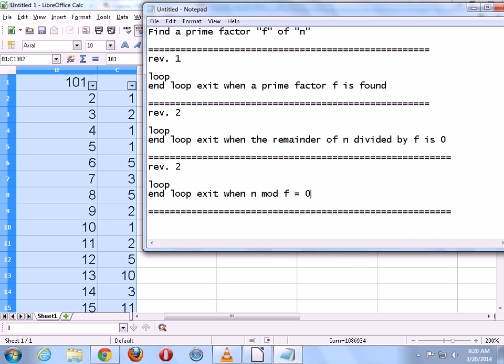Okay? Is this part okay? All right. So I'm assuming that revision 3 is okay at this point, because all I did was translate the phrase "when the remainder of n divided by f is 0" into a much more concise form, n mod f equal to 0, which expresses exactly the same condition. It's just spelled out as an expression instead of a phrase.